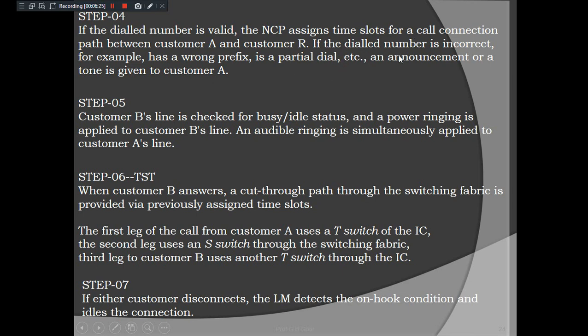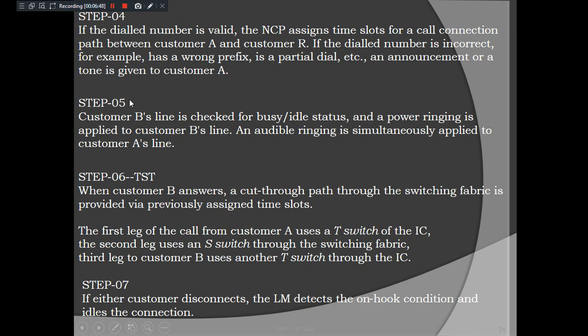If the dial number is incorrect, for example having a wrong prefix like STD or ISD code, or a partial dial number like 9 digits instead of 10 digits, an announcement or a tone is given to customer A telling that you dialed a wrong number or the number does not exist, something like that. If it is correct, then NCP assigns the time slots.